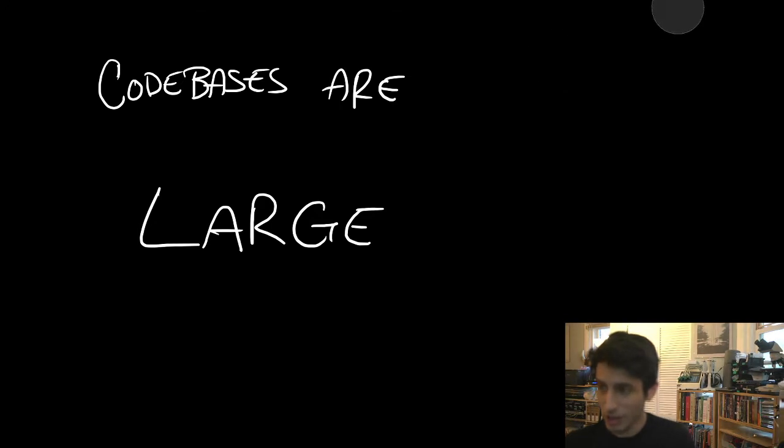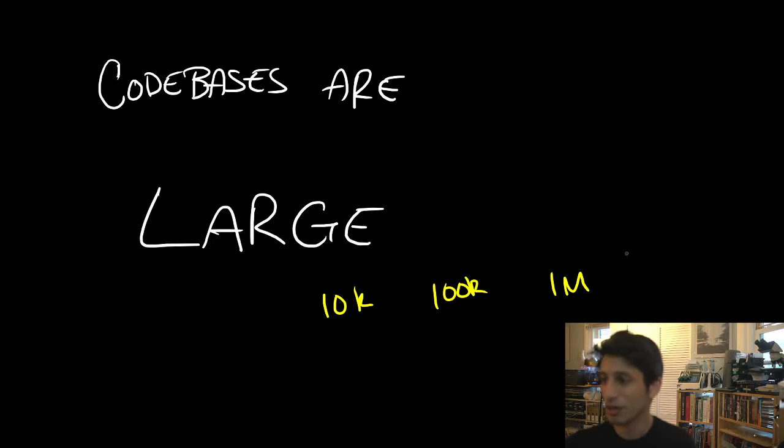And when I say large, I mean it could be as much as 10,000 lines of code. It could be 100,000 lines of code. It could be 1,000,000 lines of code or more, right? We don't know how many lines of code these could be. It depends on the project, but oftentimes they're really quite large.